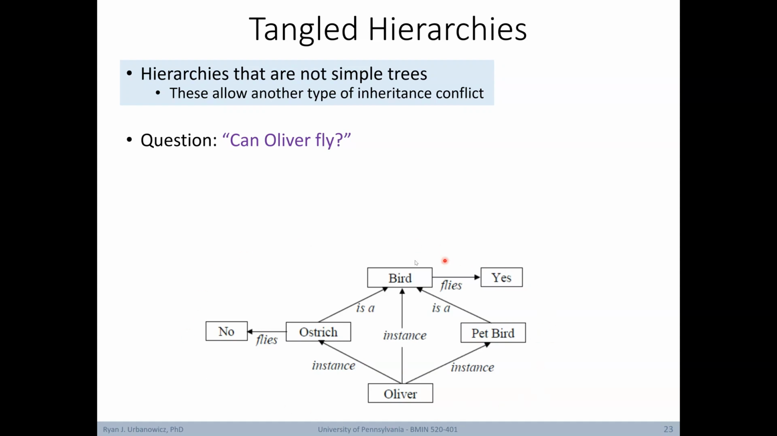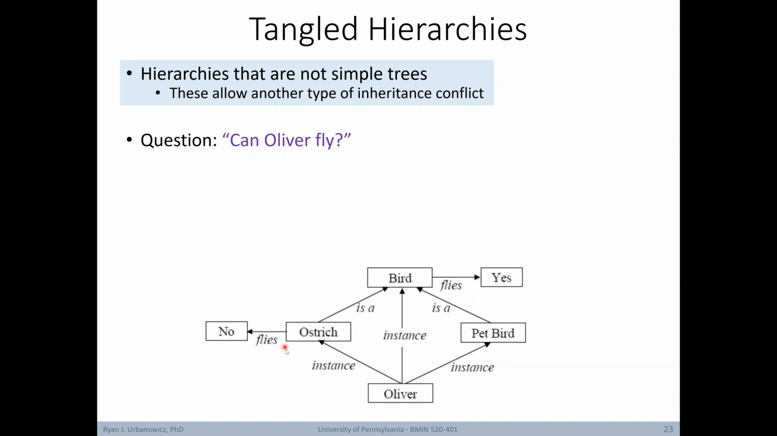So here's our starting semantic network. We have an individual Oliver, which is an instance of both category ostrich and category pet bird. Oliver is also an instance of the broader category bird. Similarly, an ostrich is connected to bird, and pet bird is connected to bird.